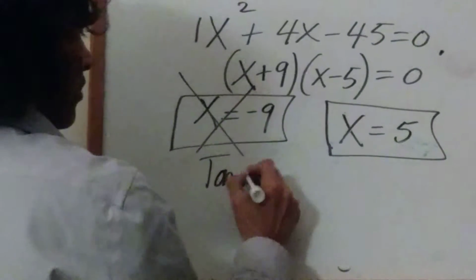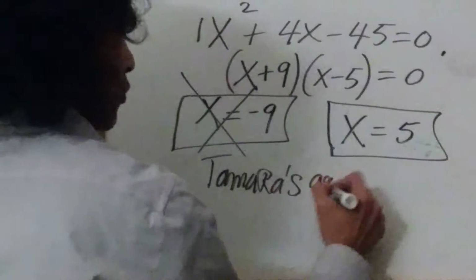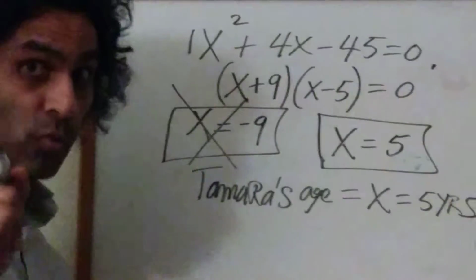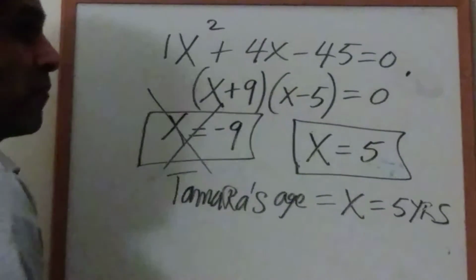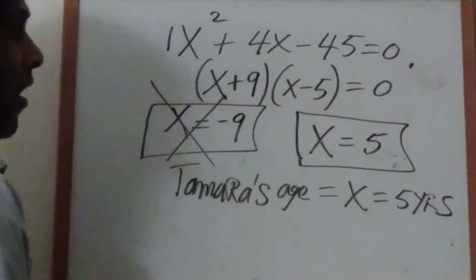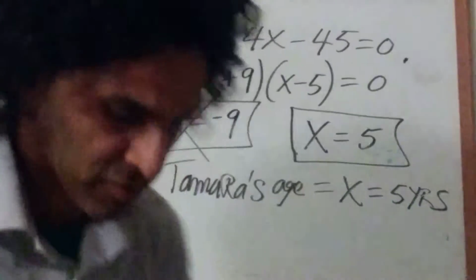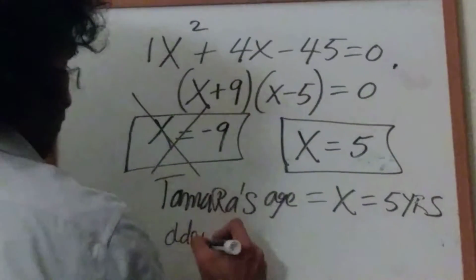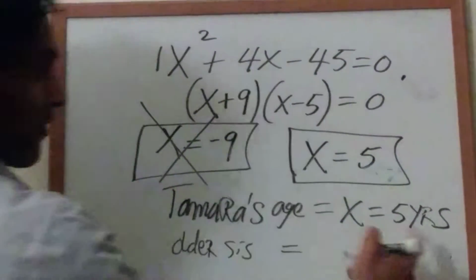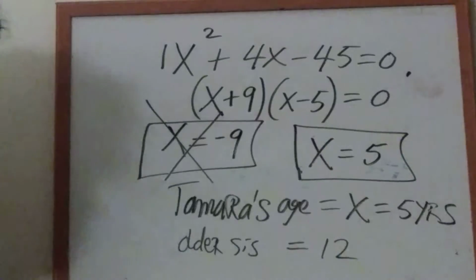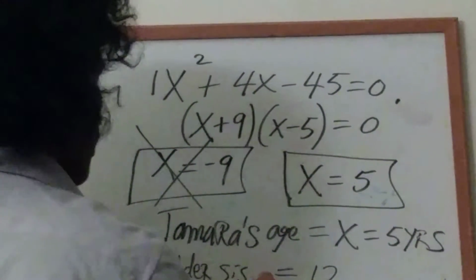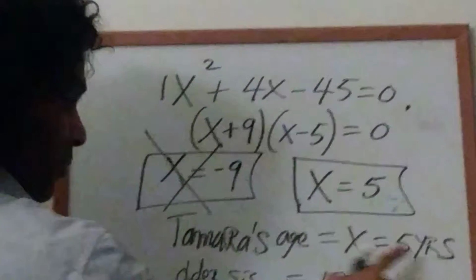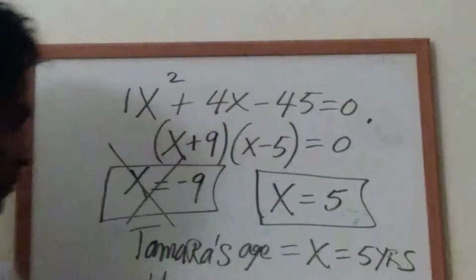So Tamara's age, which we knew was x, is equal to 5 years old. Now remember the older sister was a certain amount of age older than Tamara. So let's check that out. The older sister is 7 years older than Tamara. So the older sister will be 7 plus 5, which is 12, and the younger sister will be 3 years younger than Tamara. So that will be 5 minus 3, that's 2.